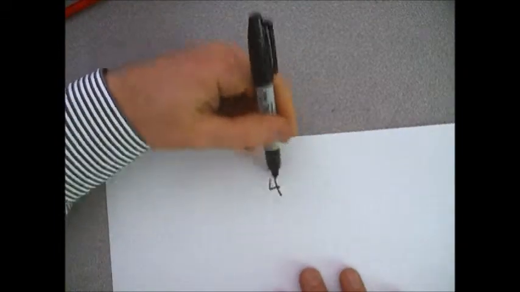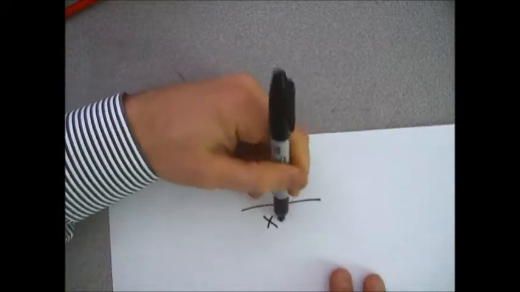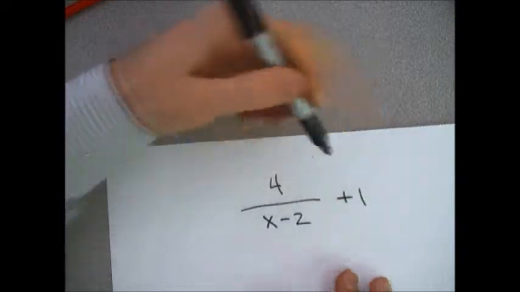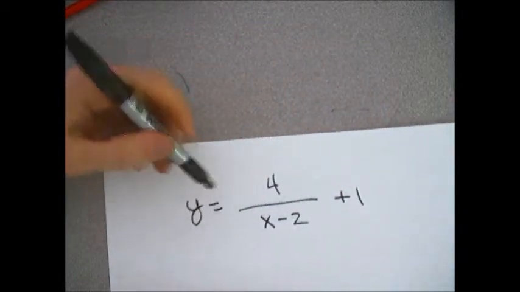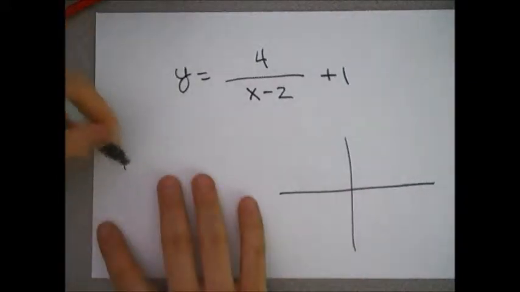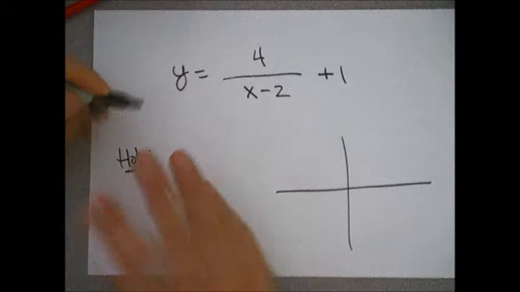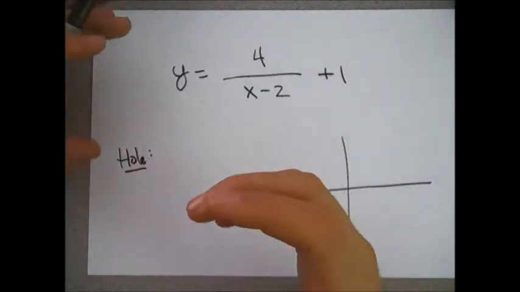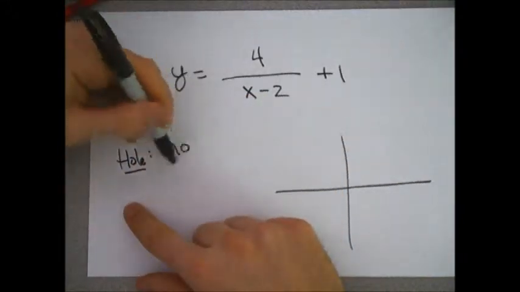Okay, number 4. We're going to try to graph one of these. So we have the problem 4 over x minus 2 plus 1. This is a y equals. So let's make a graph over here. I want to find all the information. Are there any holes in the graph? Is there anything that's canceling? Any like quantities? Nope. No like quantities.